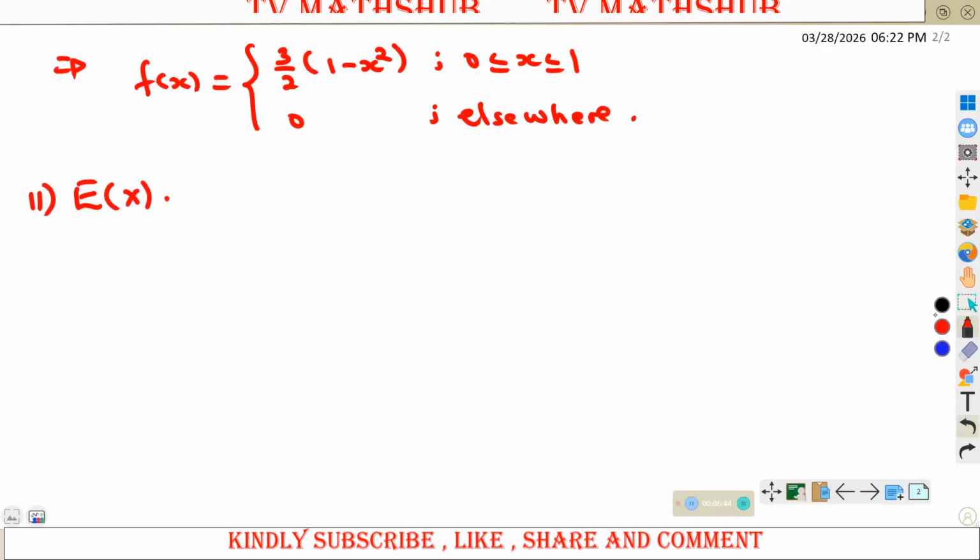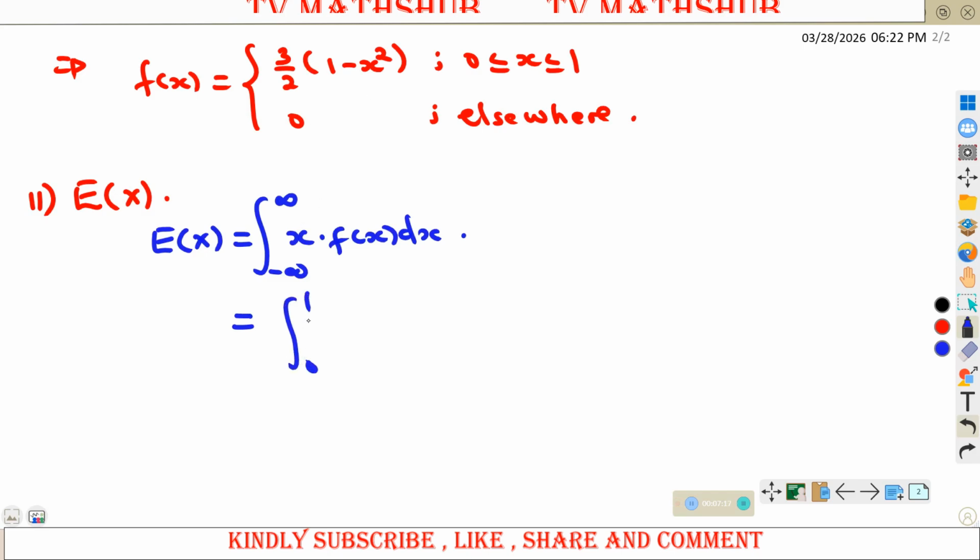Mean of x is same as the expectation of x. So the expectation of x by definition is the integral from negative infinity to infinity of x times f of x dx. Our given range is from 0 to 1, and other ranges will be taking 0. So we have 0 plus the integral of x times f of x, which will remain from 0 to 1, where f of x is 3 divided by 2 of 1 minus x squared dx. So that is how we obtain the mean.